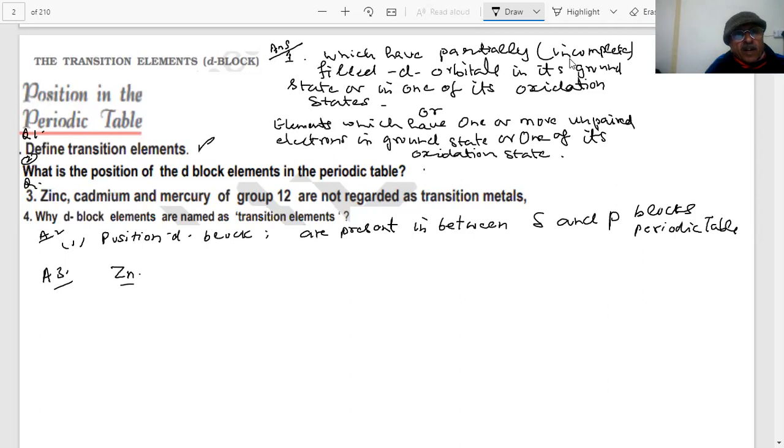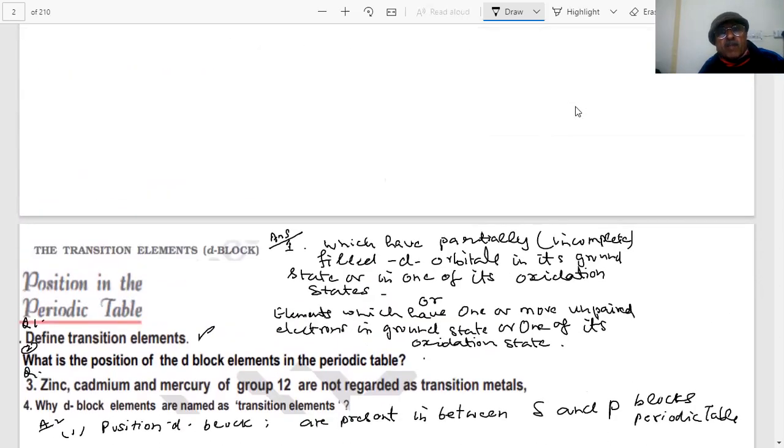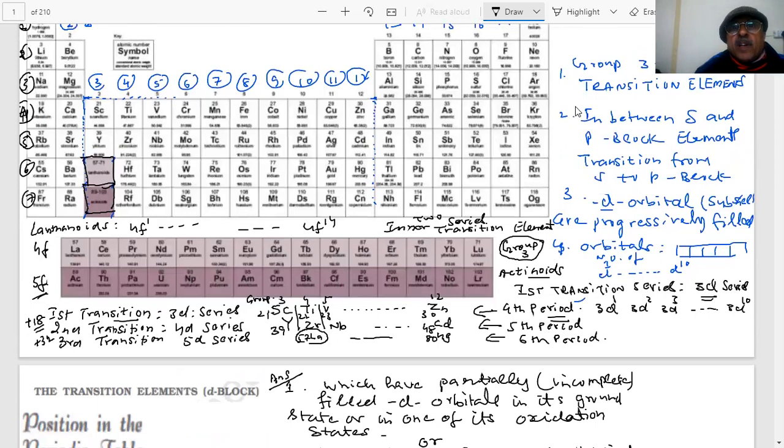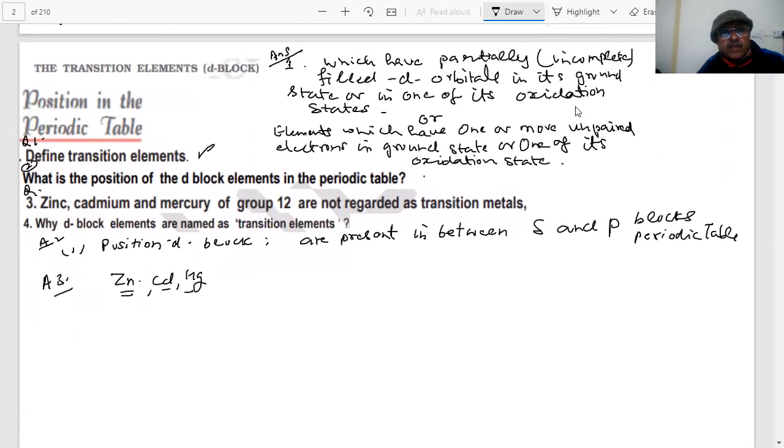Zinc, cadmium, and mercury, students. Where are they? They are in group 12. You can see this is group 12. What will happen in group 12? They belong to which group? Group 12. And their configuration we are going to show you just now.